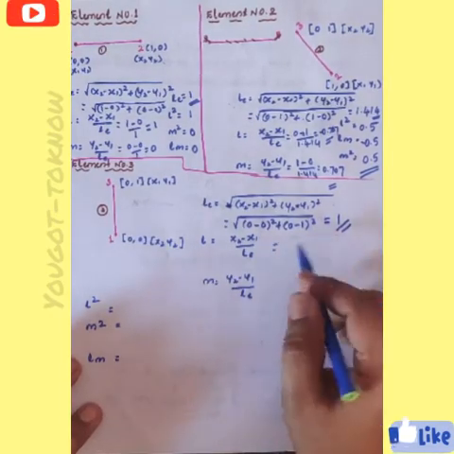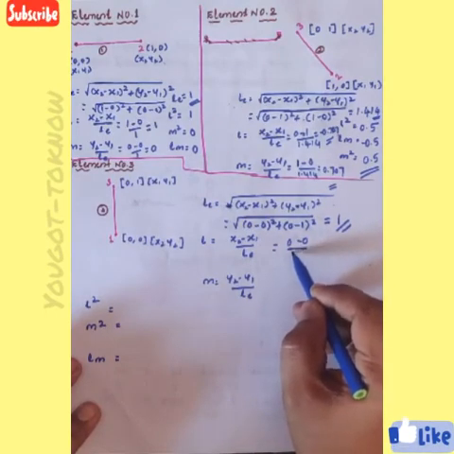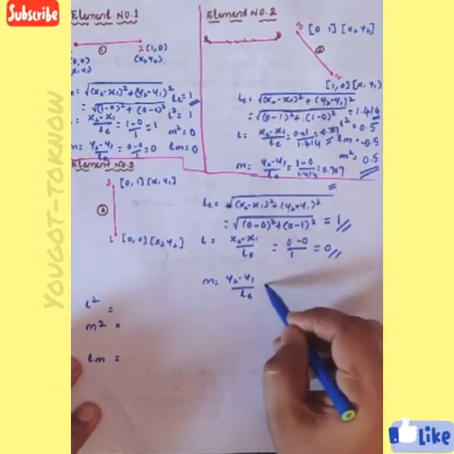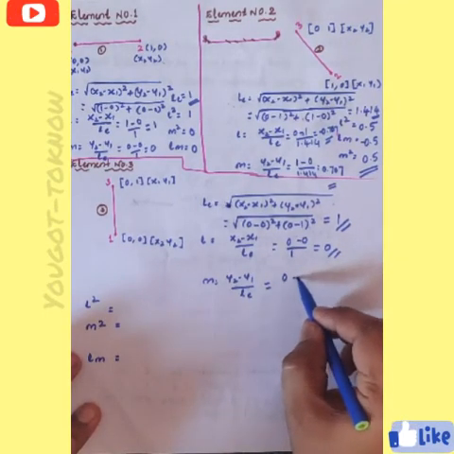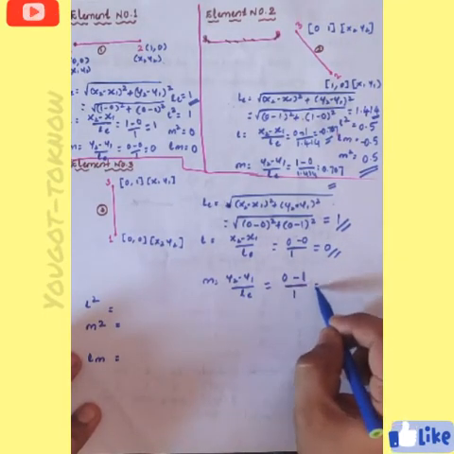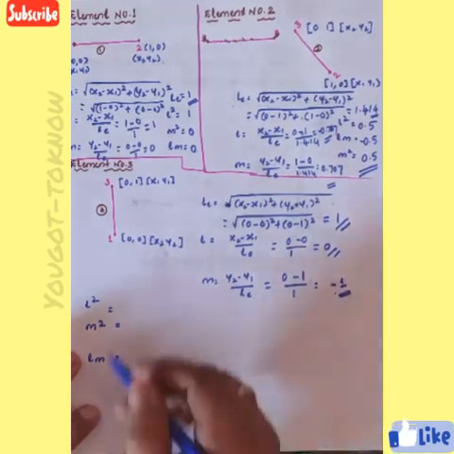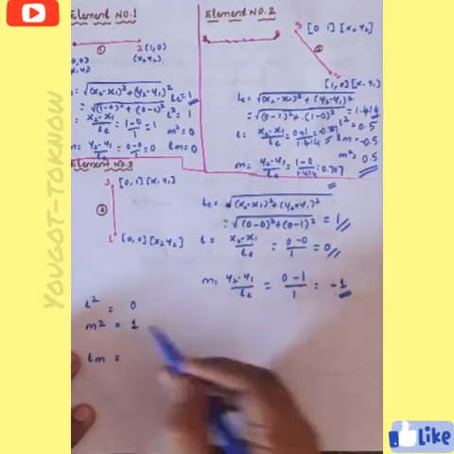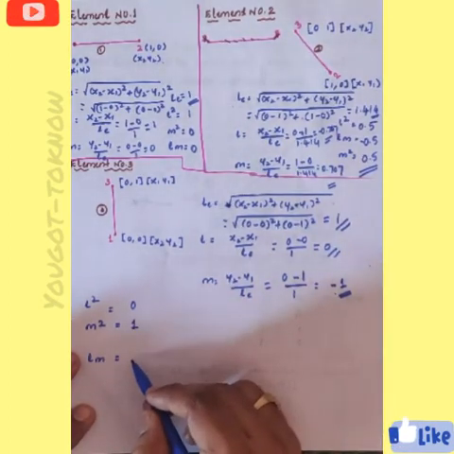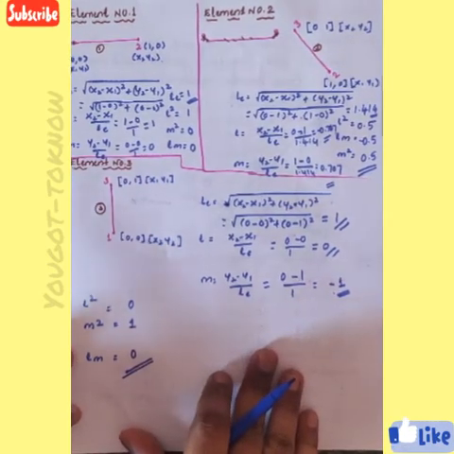Similarly, what is x2 minus x1? Now calculate. x2 is 0, x1 is 0, divided by the length of the element, which is 1. You are going to get L equal to 0. What is M? y2 minus y1 is 0 minus 1, divided by 1, that is minus 1. The answer is minus 1 here. Now you got L, M and the length of the element. L square is 0. M square is plus 1, because minus 1 into minus 1 is plus 1. Lm is equal to 0.